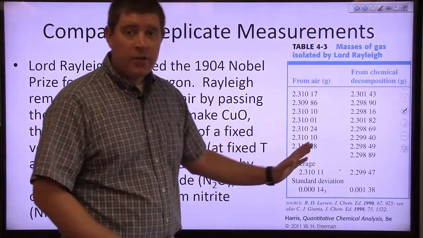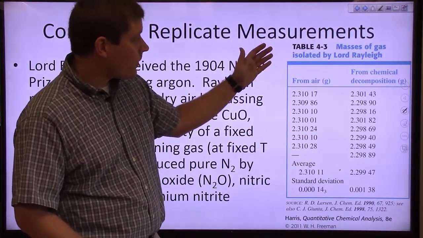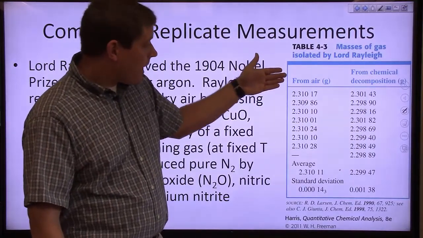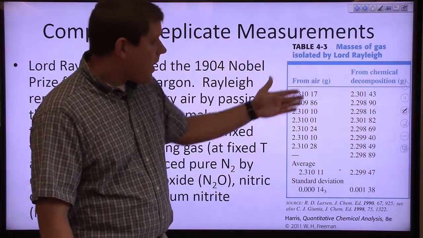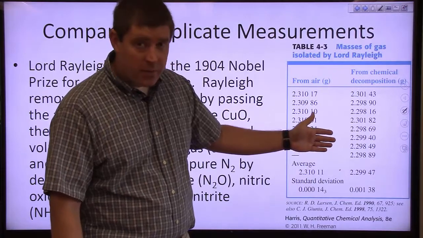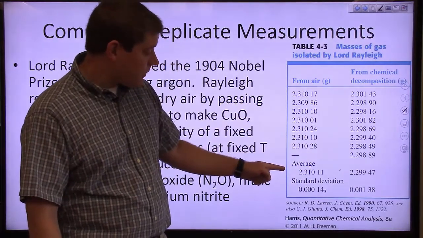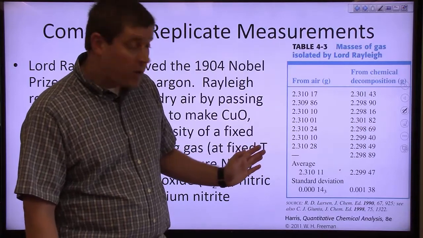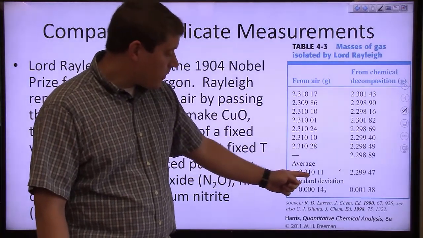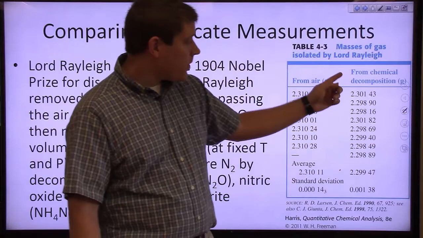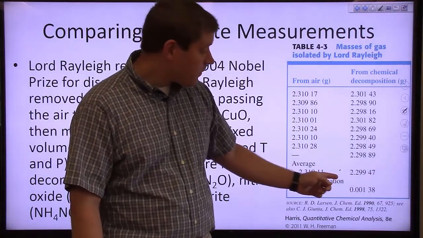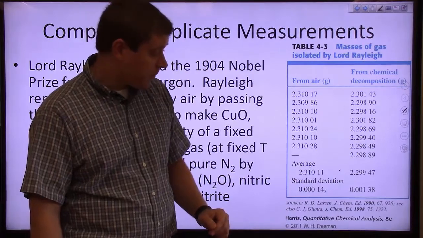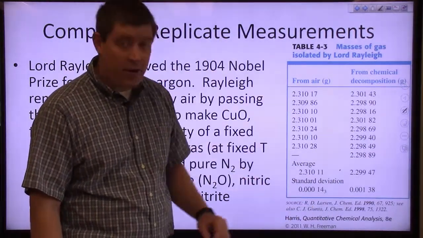And so here we've got a table. This is table 4.3 from the book. This table shows Lord Rayleigh's measurements from air and from chemical decomposition. And so you can see that he got this difference here. The average mass left over from that volume of air was 2.31011 grams, and from the chemical decomposition, he got 2.29947, and they're both plus or minus some standard deviation.